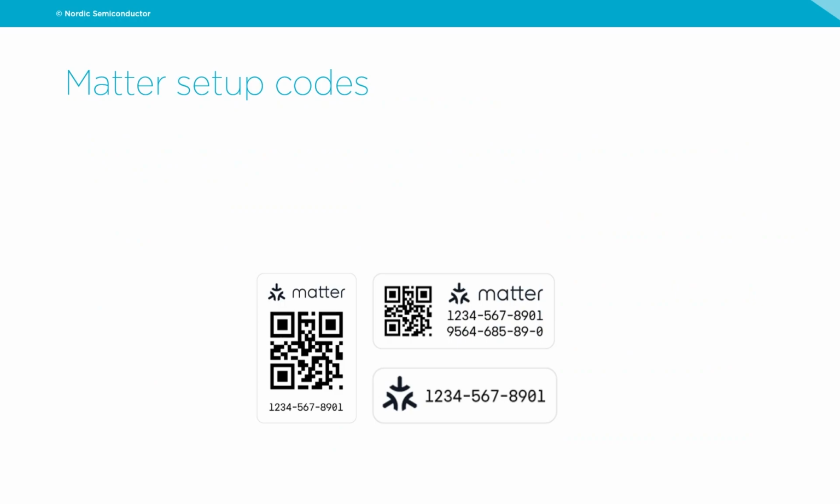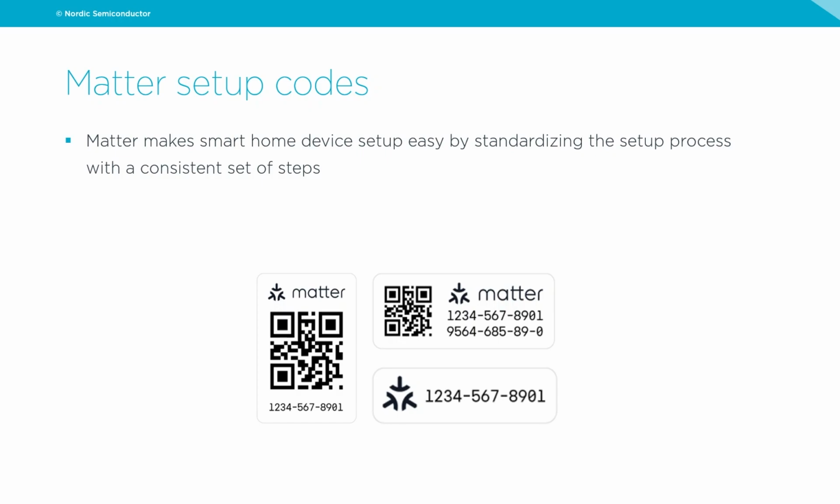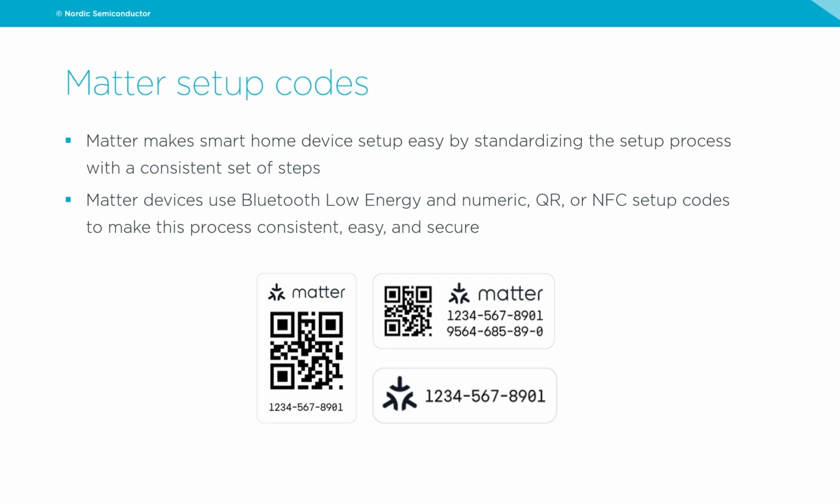An important part of product design is the consideration of space for a Matter setup code. Matter makes smart home device setup easy by standardizing the setup process with a consistent set of steps. Matter devices use Bluetooth Low Energy and numeric, QR, or NFC setup codes to make this process consistent, easy, and secure. You can find more details regarding design of Matter setup codes following the provided link.